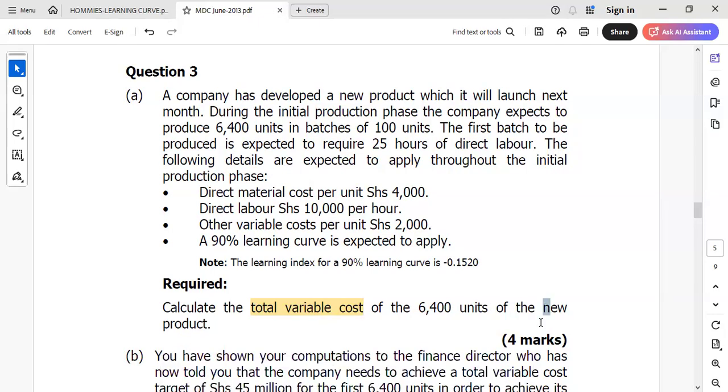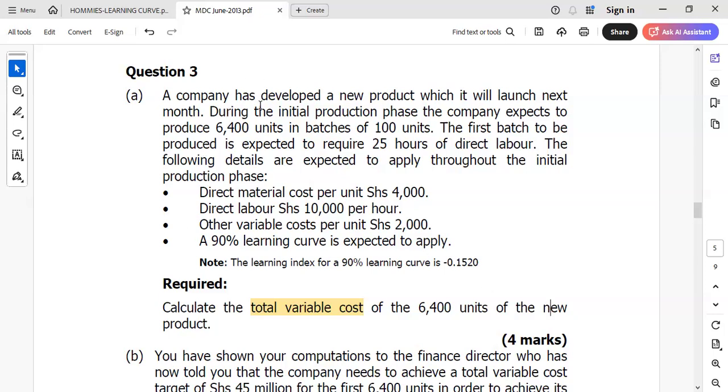of the new product. Whenever it's something new, always think about a learning curve, because a learning curve applies in a scenario where you are dealing with a new item. In that process there is room for improvement, and there you can apply the learning curve or the learning index. So what are we given?